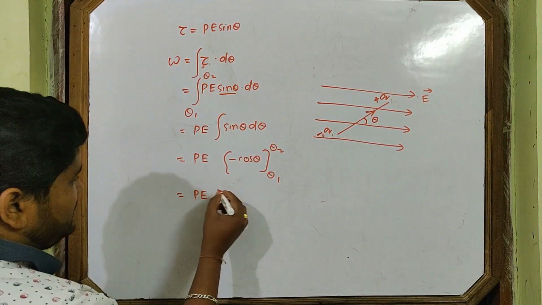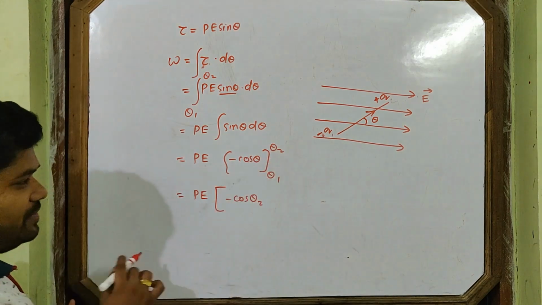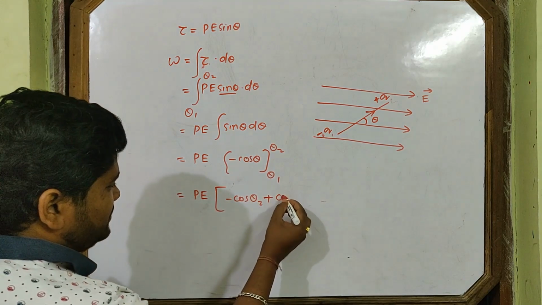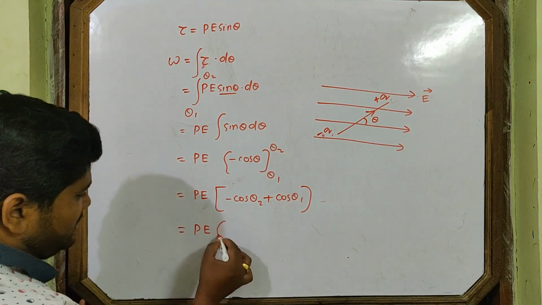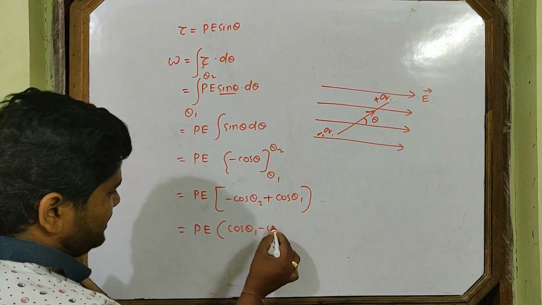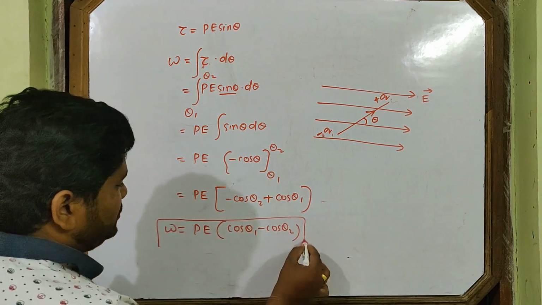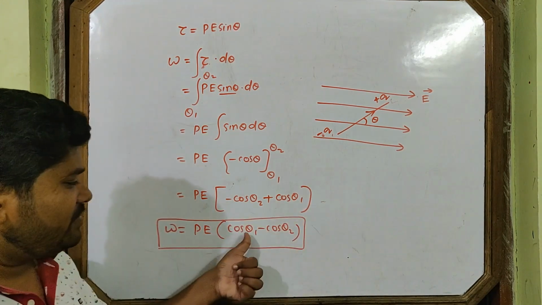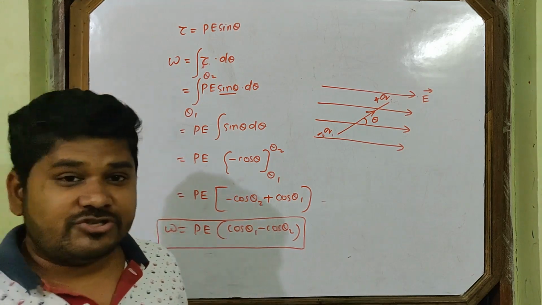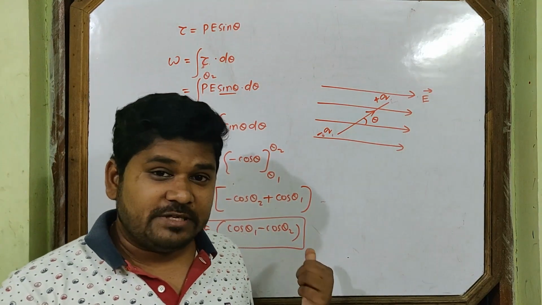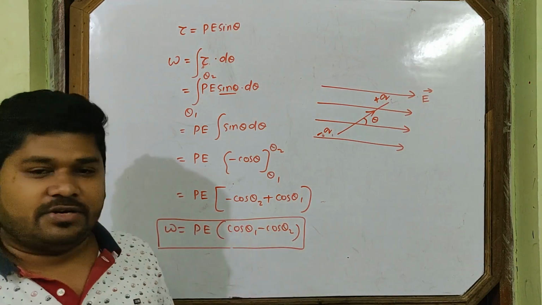So this is pE times minus cos theta 2. First I put the upper limit, then plus cos theta 1. So it comes out as pE (cos theta 1 minus cos theta 2). This is the work done to rotate the dipole from theta 1 angle to theta 2 angle. It's a very important expression. Many numericals will be solved based on this expression. Work done is pE (cos theta 1 minus cos theta 2).